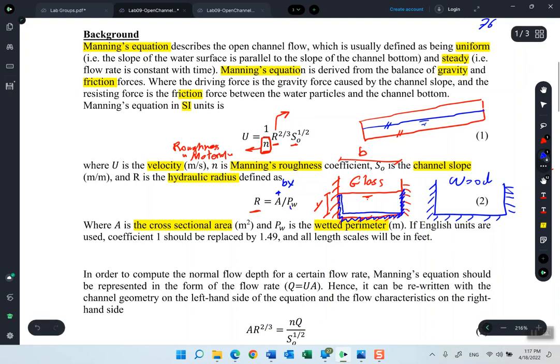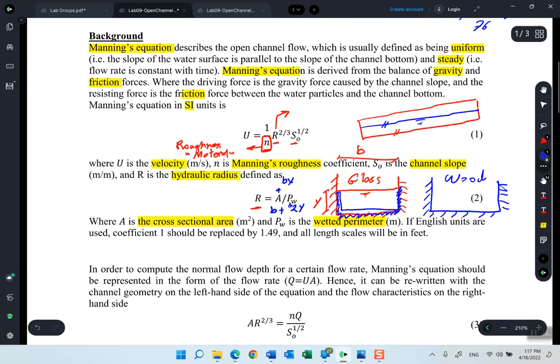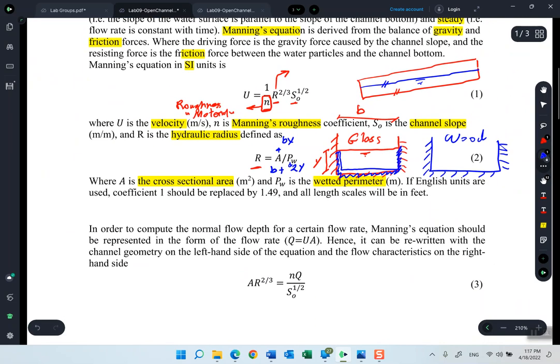So how can I calculate the water perimeter in this case? It will be very easy because I can say that the water perimeter equals the width of this section, the bottom width, plus twice the water depth, right? Because there is a side on the left and a side on the right. Questions? Easy, yeah? Great.